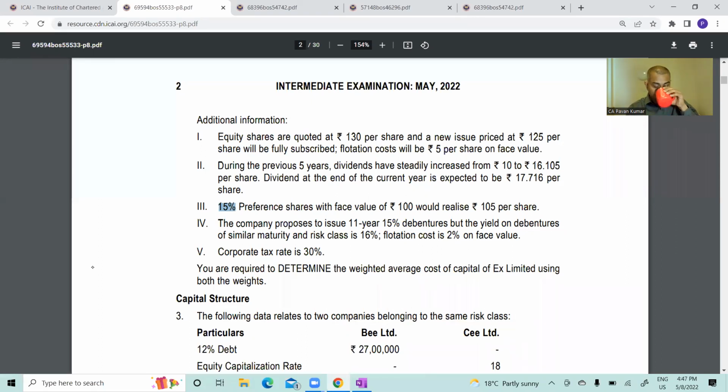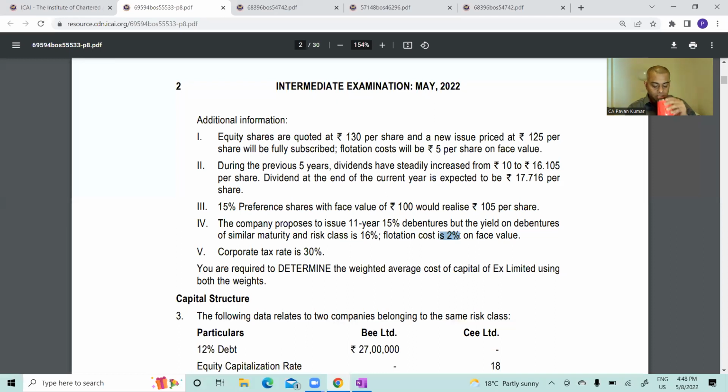The fifth point: the company proposes to issue 11-year 15% debentures, but the yield on debentures of similar maturity and risk class is 16%. Flotation cost is 2% on face value. So they are saying that the yield to maturity is 16% and the flotation cost is 2%. What is this yield to maturity?